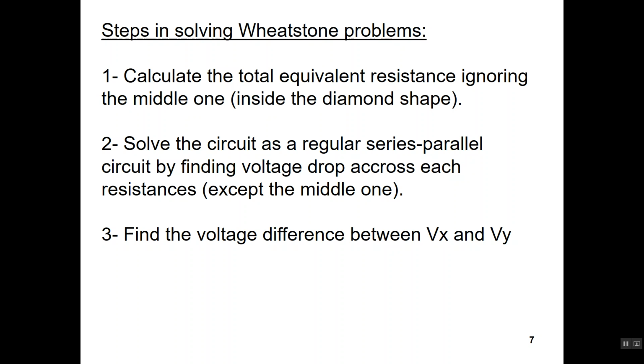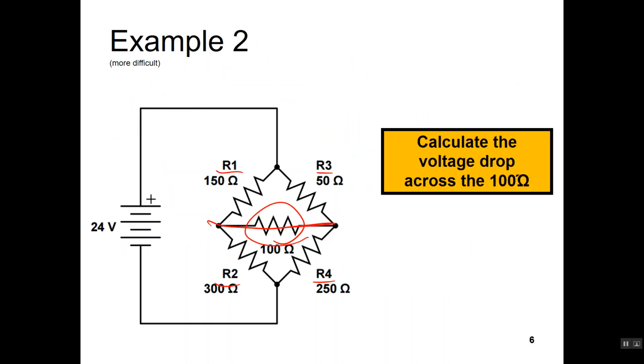So there's a method to doing this, and it's long and kind of complicated. So we'll try to do it slowly, we'll try to do it together, and ask me questions if you get lost along the way. The first thing you want to do is ignore the middle resistor and calculate REQ. So let's calculate REQ, ignoring everything in the middle.